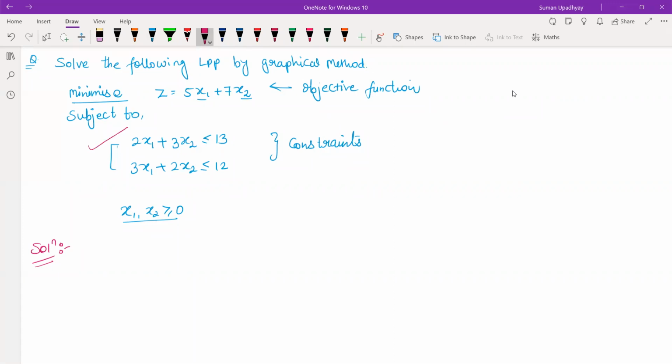So what I have to do? So these are two inequalities. ये दो inequality को हम क्या करेंगे? पहले equality में convert करेंगे. So step 1, convert the inequality into equality.